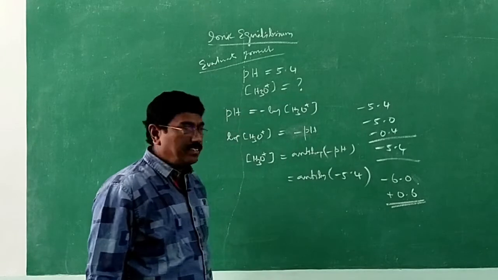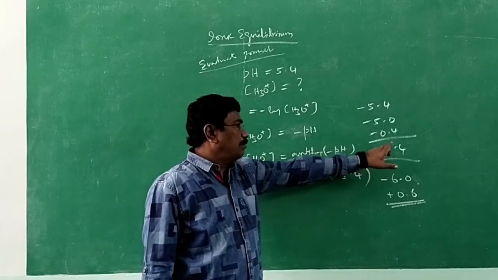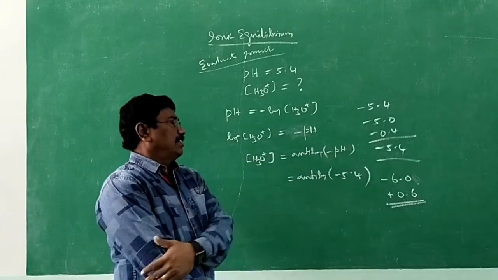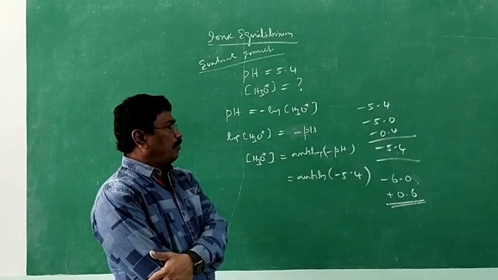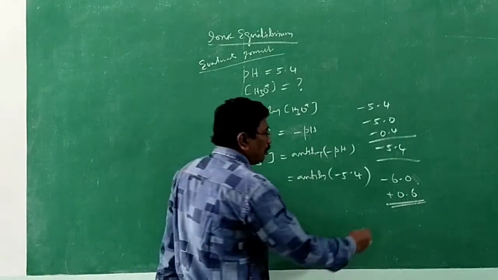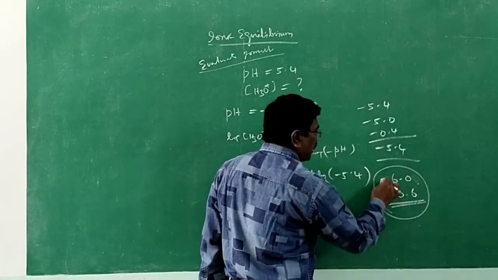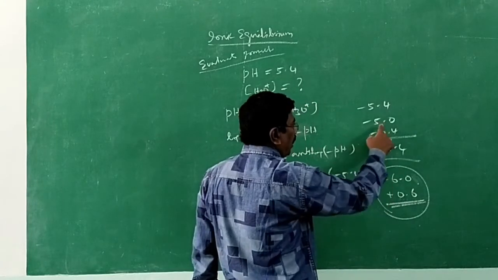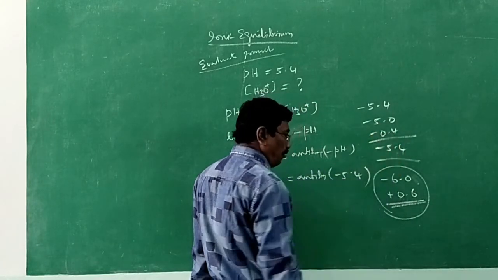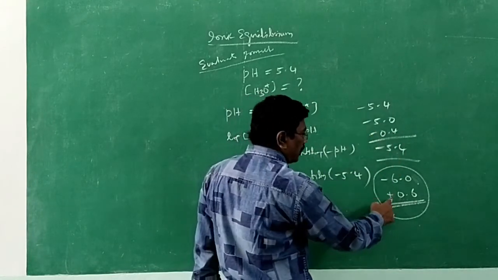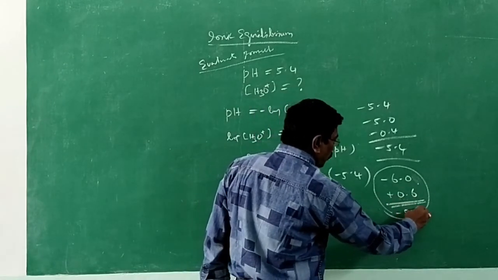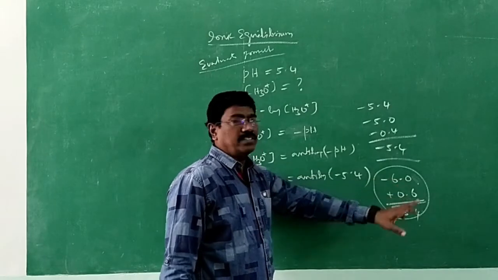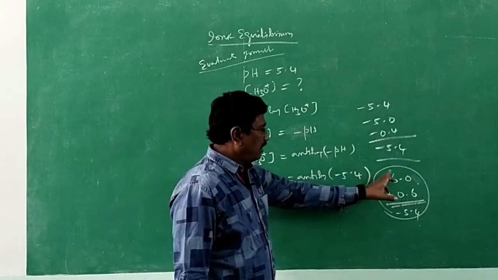So what I did? I have added 1 with it, and I have subtracted this value from 1. What I have added, from that I am subtracting. Therefore, it becomes minus 6. The sum of the two, minus 6 and plus 0.6, will give minus 5.4. Am I correct? Minus 5 and minus 0.4 will give minus 5.4. Likewise, minus 6 and plus 0.6 will also give minus 5.4. That I am going to write here: minus 6 and plus 0.6.